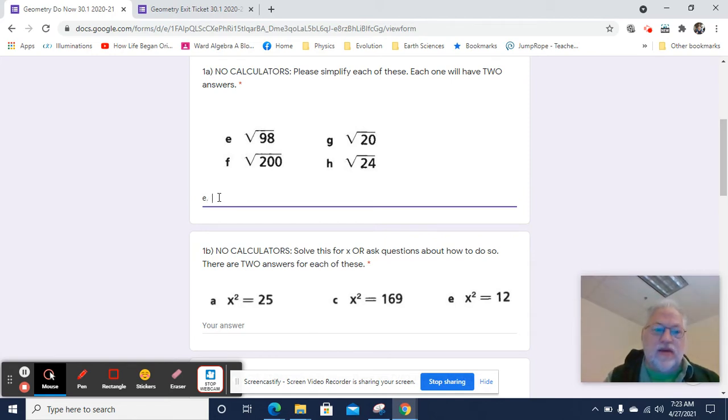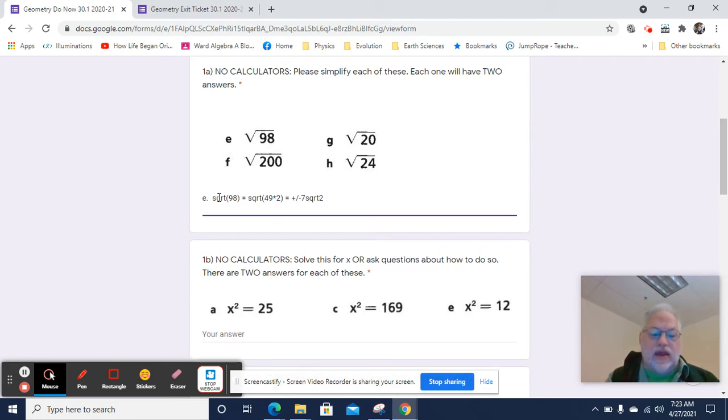So for E, the square root of 98 is the same as the square root of 49 times 2. We can factor out or move out the square root of 49, and we'll be left with 7 square root of 2. And since we have 2 square roots, it'll be plus or minus 7 square root of 2. All right, let's look at F.